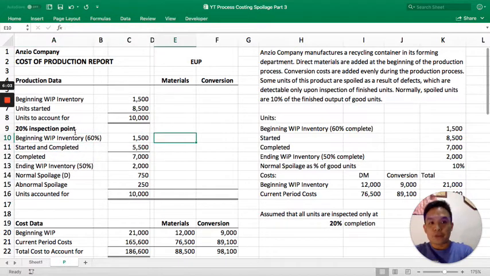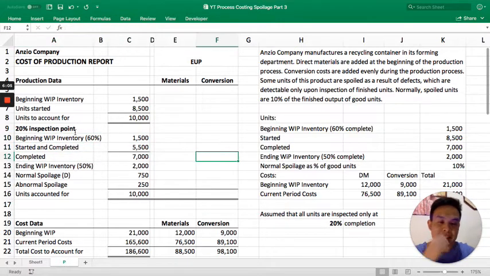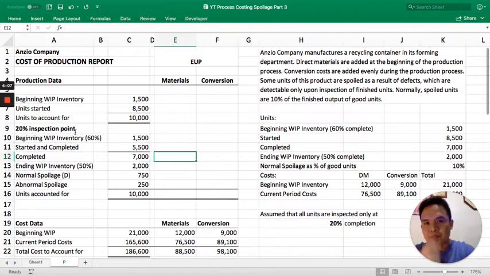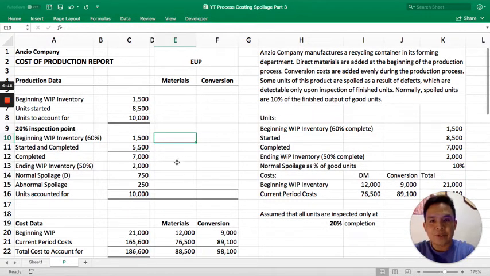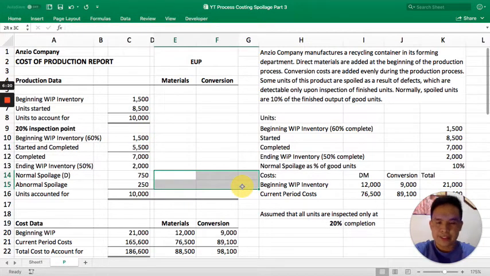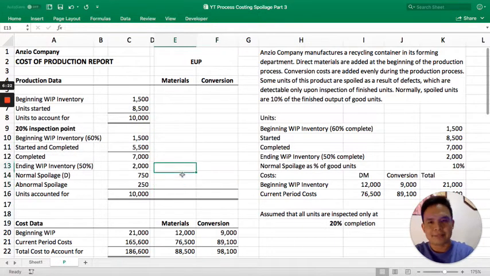Next, dito sa EUP. Anong effect dito sa EUP? Siyempre, there is an effect. May effect ang inspection. Inspection only really covers spoilage. So, it will affect the EUP, again, of the normal spoilage and the abnormal spoilage. The rest, hindi. So, beginning, pareho lang.